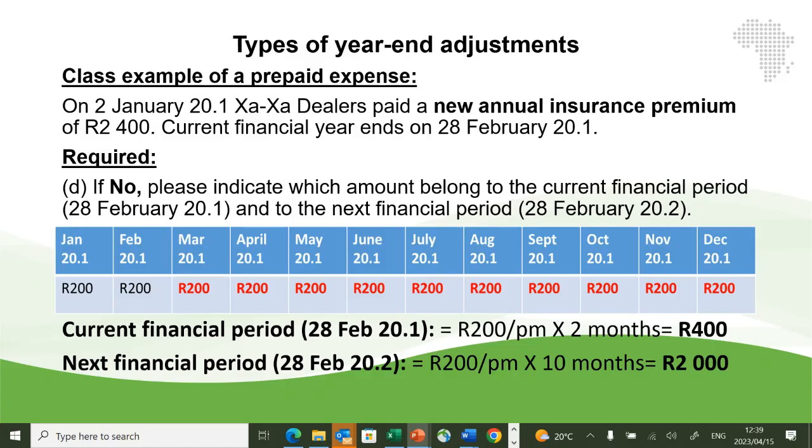So, as we've already addressed this, they are saying, if no, please indicate which amount belongs to the current financial period and which one belongs to the next financial period. So the current financial period, it's only how much? 400, because it's those 2 months, Jan and Feb 20.1. And then the next financial period will be 200 per month times 10 months, which is 2,000 Rand. So we know now that out of this 2,400, 2,000 Rand is a prepaid expense. Why? Because it relates to the next financial period. It does not relate to the current financial period.